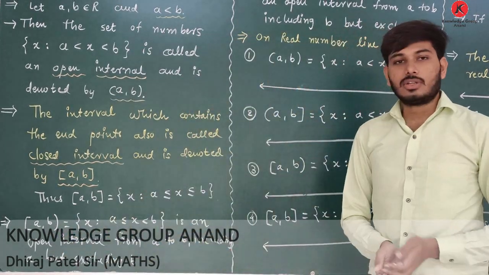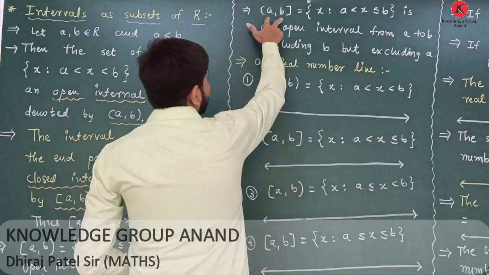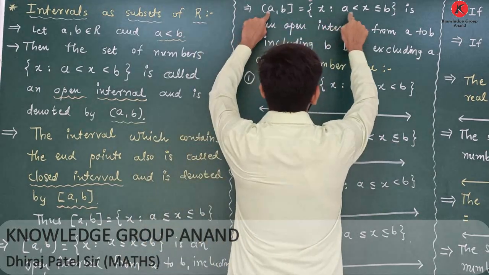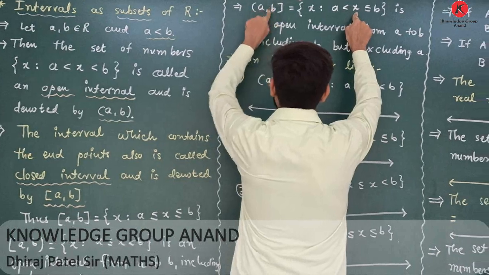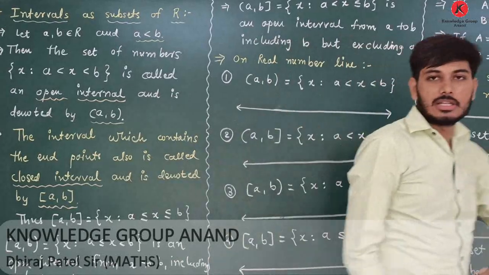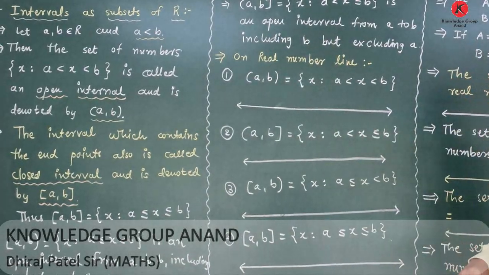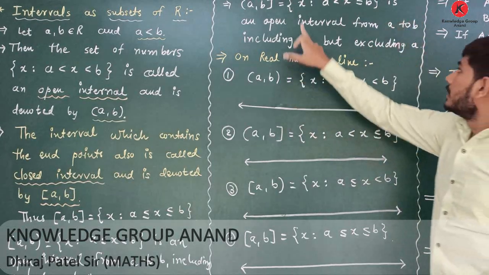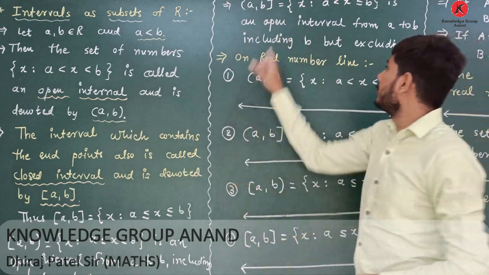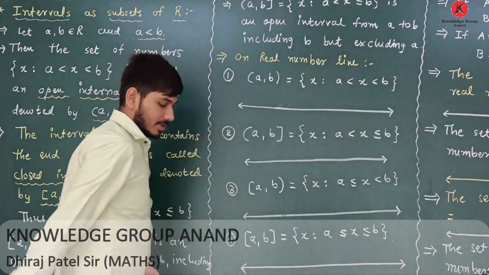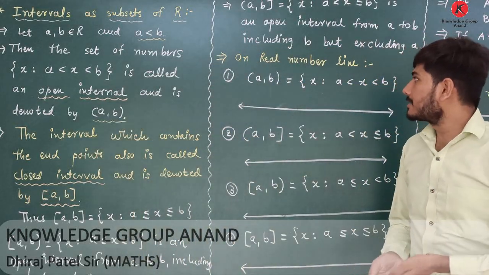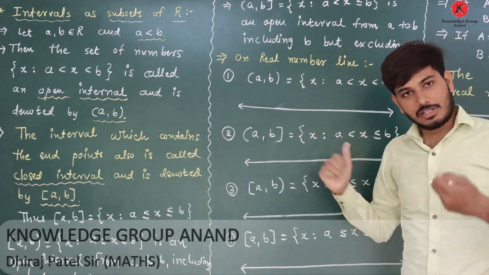Now the fourth one, which is A to B, equals x such that A less than x less than or equal to B, is also an open interval from A to B, including B but excluding A. Now, the representations of the above four types of sets on the real number line are here.